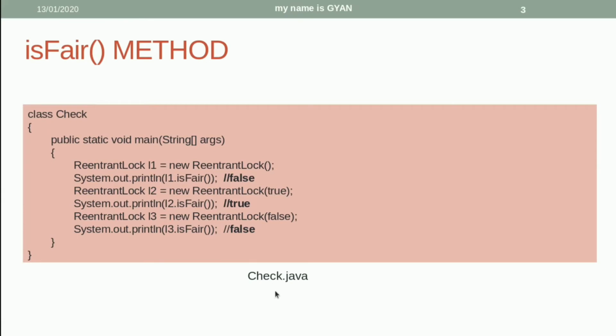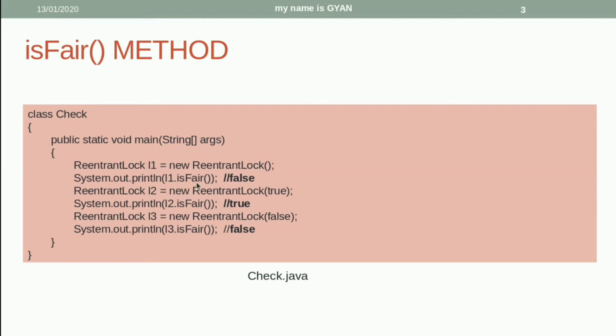Here we have the Java file check.java. In check.java we have the class check. In the class check we have the method main. In the method main, we are creating a new object of type ReentrantLock class, whose reference will be stored into the reference variable L1. When we call the isFair method by using the reference variable L1, it returns false, because the ReentrantLock object has been created by using the default constructor. So this ReentrantLock object is not following the fairness policy.